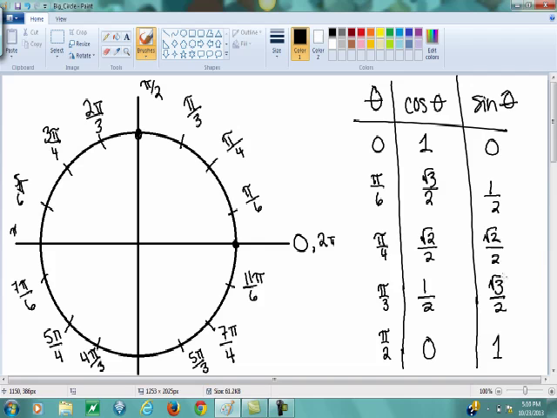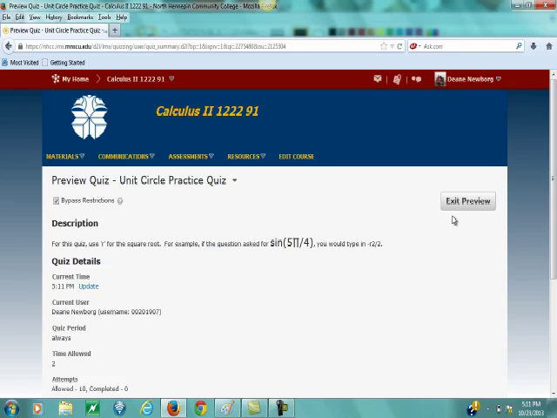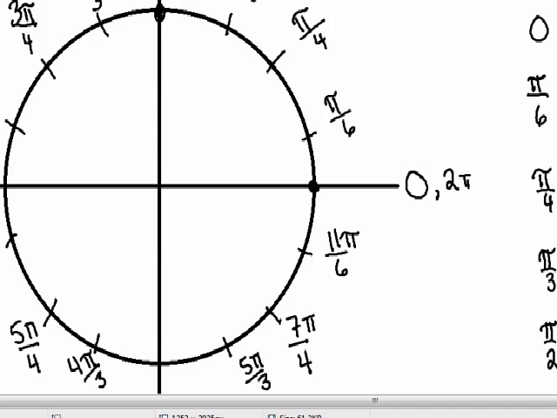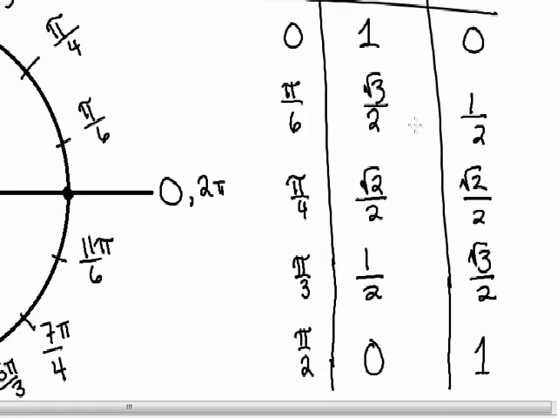Okay, and all I'm going to test you on are sine and cosine. So let me bring up a copy of the quiz, and I'll come right back. When you bring it up, it will say that for this quiz you're not going to be typing in the square root like I have for these values. So we're just going to type the letter R for radical or R for root.